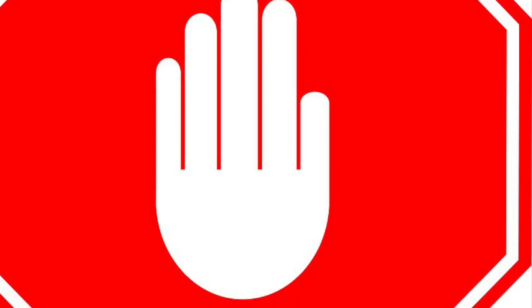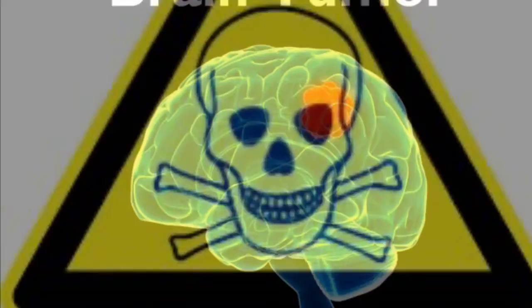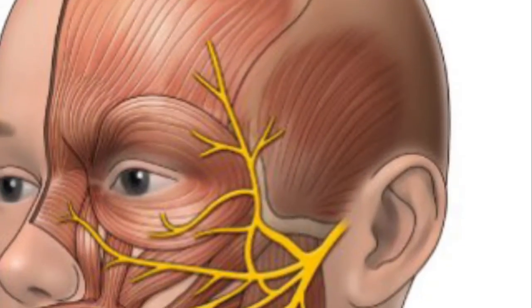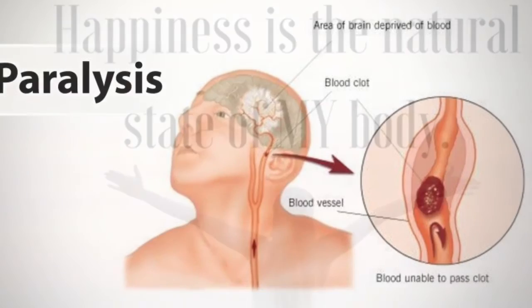Due to its insulin-like properties, IGF-1 can have serious and potentially fatal health effects, including brain tumors, diabetic coma, heart palpitations, facial nerve pain, and paralysis.